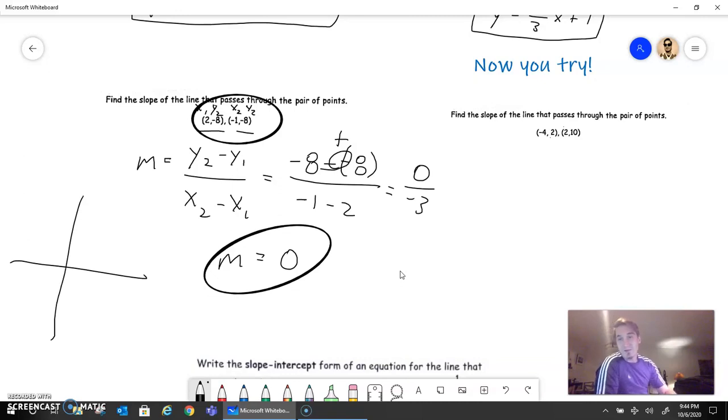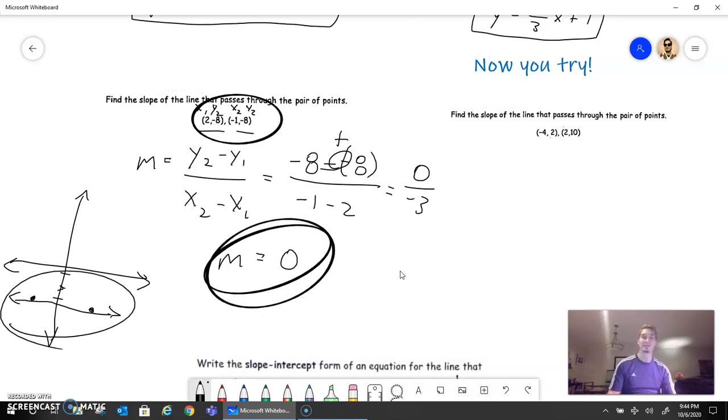So if we're looking at a graph, if 2 points on the line both had the y value down here at -8, somewhere down here, then that's technically a horizontal line. And sure enough, horizontal lines have a slope of 0.